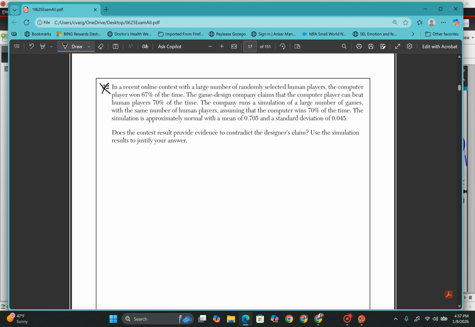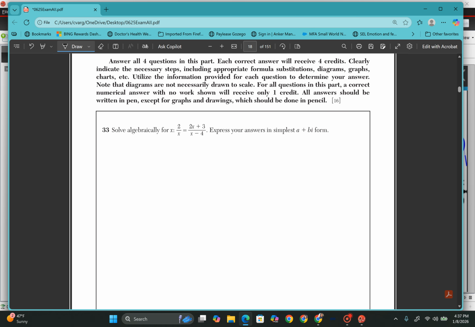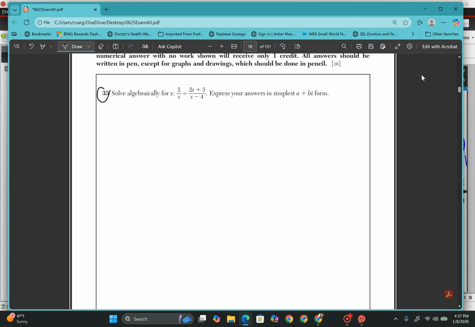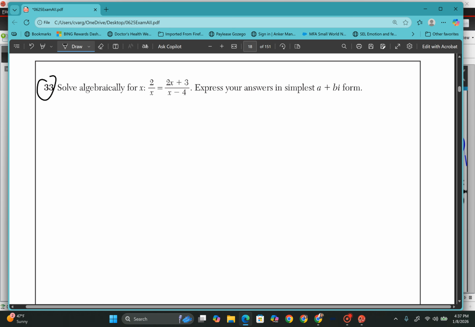This question we did not do, so we're going to skip that for right now. You can watch the video that I posted in the classroom about that. This question you should have definitely done. Okay. So you can use NSolve to solve this, but we're going to do this by hand. So solve it algebraically. So we're going to cross multiply here.